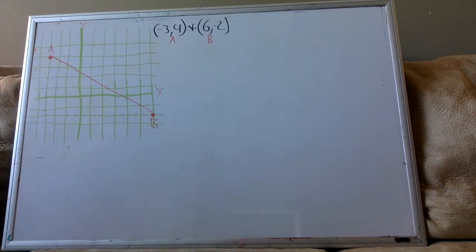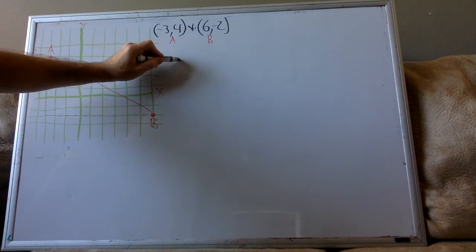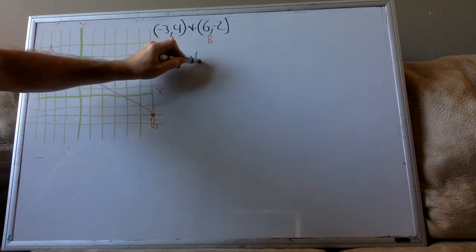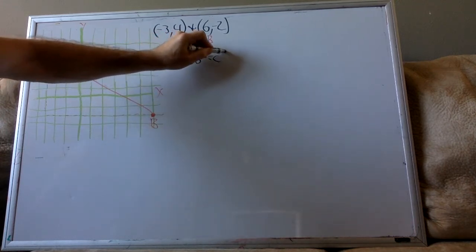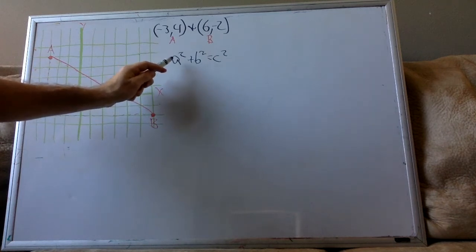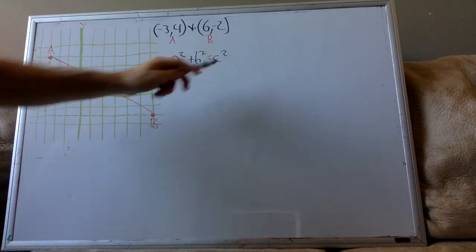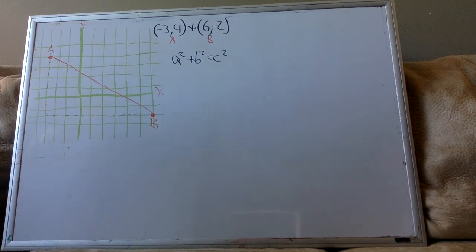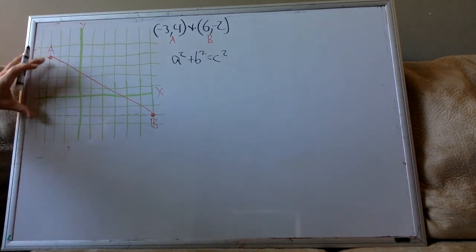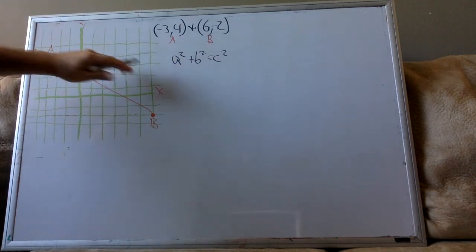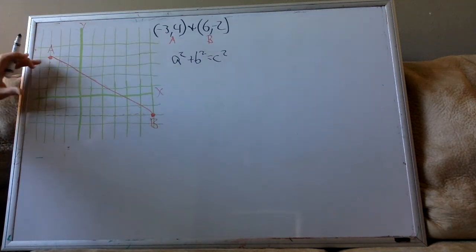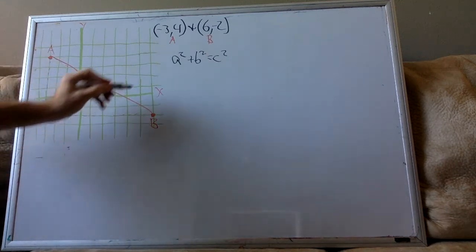Okay, so if we remember from our Pythagorean theorem, we have a squared plus b squared equals c squared. That means the square of one leg plus the square of the other leg gives us the square of the hypotenuse. So in this case, to figure out how long this leg is, what I'll do is take the difference of the y values. So if I say little a is the length of this side, I'm going to take the difference of the y values, and that's going to tell me how far that is.